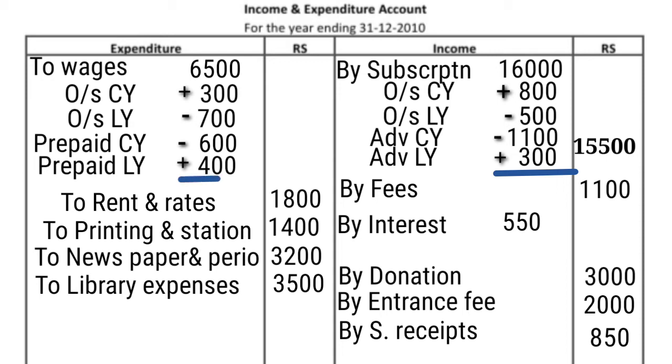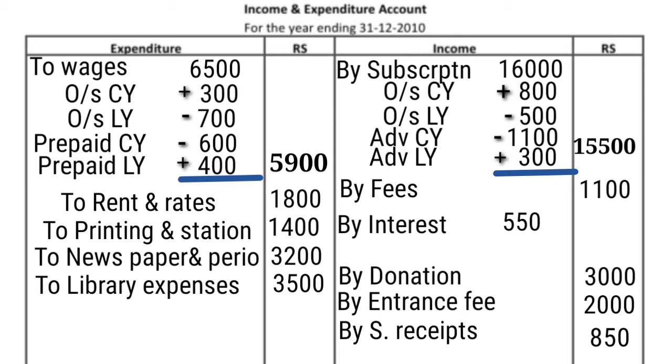The total effect is 6500 plus 300 minus 700 minus 600 plus 400. That's equal to 5900. Now half the effect is over. We know outstanding expense is a liability.